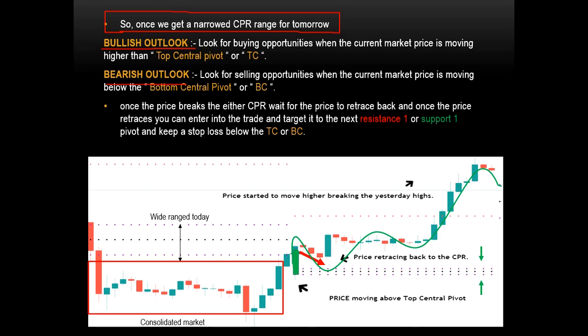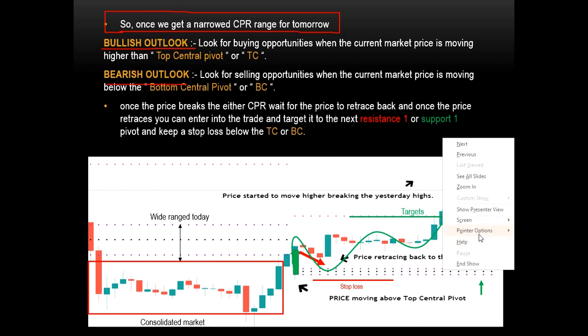Rule number 1. Place your stop loss below the bottom central pivot for a bullish outlook and above the top central pivot for a bearish outlook. Rule number 2. Target the next resistance level if your view is bullish, and target the next support line if your view is bearish.